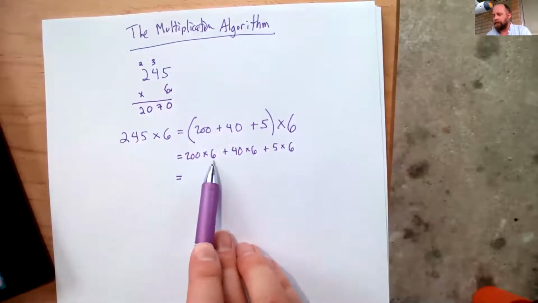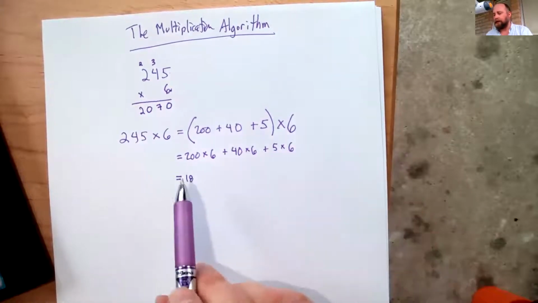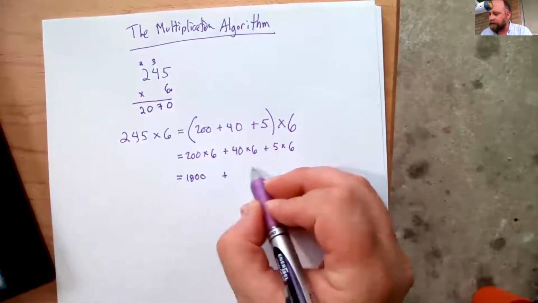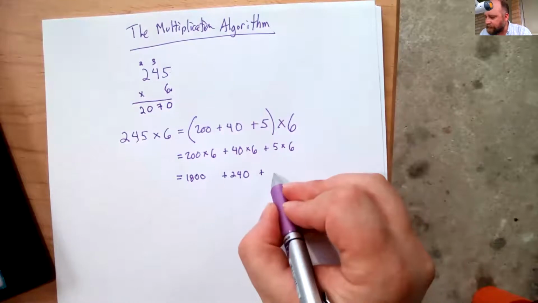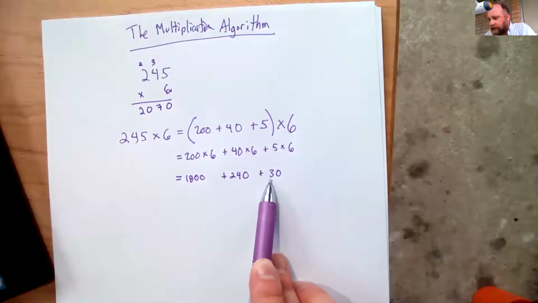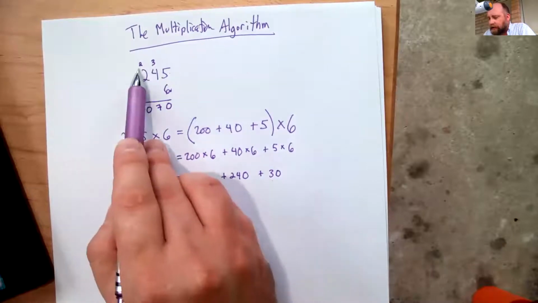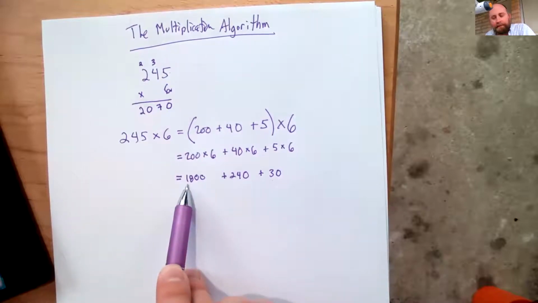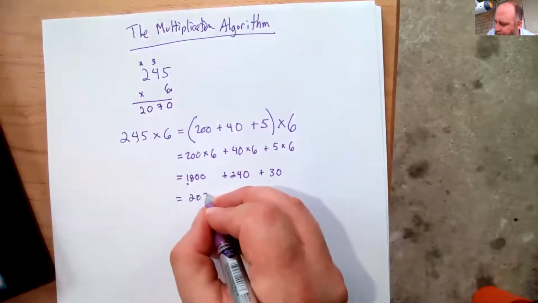so 6 times 2 is 18, but this is really 200, so I just add 2 zeros. 6 times 4 is 24. 5 times 6 is 30. So here's the 3 that got carried there. Here's the 2 that got carried there. And if there had been any more digits here, this 1 would have been carried. Okay, and then we add those up to get 2070.